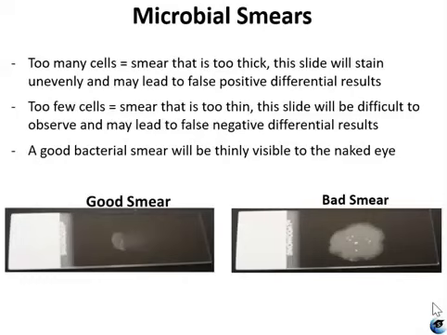So a good bacterial smear will be thinly visible to the naked eye, and it will look much more like this slide here on the left than this. This is way, way too many cells. It's going to be way too thick, and it's going to be really hard to stain.